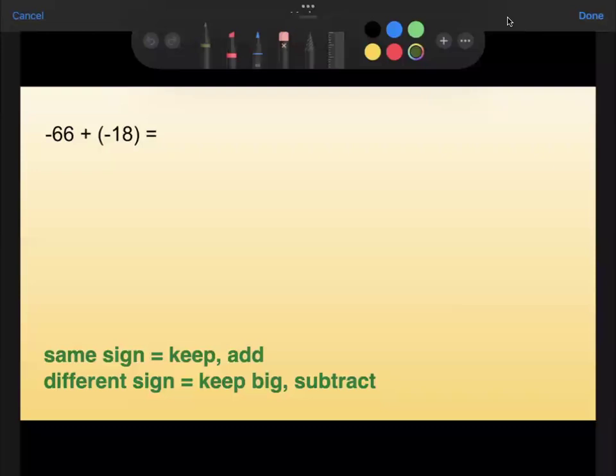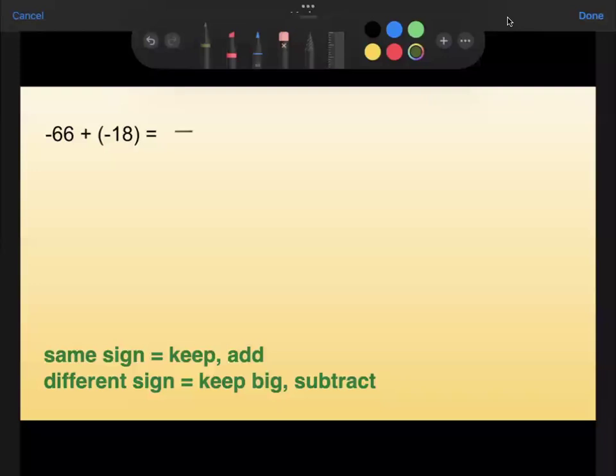Okay, so this is the last example for this video, and you can see our numbers just got a lot bigger. This is exactly why we would need to use and be comfortable with the rules, because we could make 66 negative signs and another 18 negative signs, but that's a lot of work and a lot of counting. So we notice that both of these have the same sign. They're both negative. So we're going to use those same sign rules. Those rules are to keep and add. So we're going to keep the negative sign that both the numbers have.